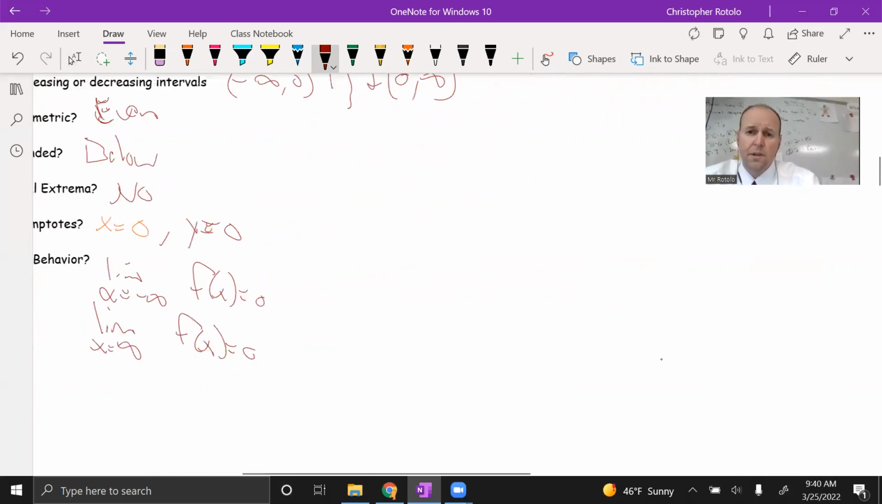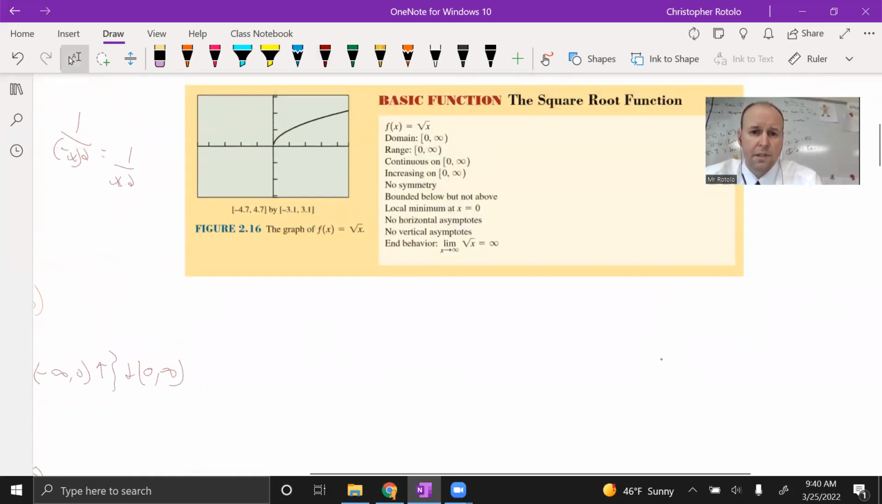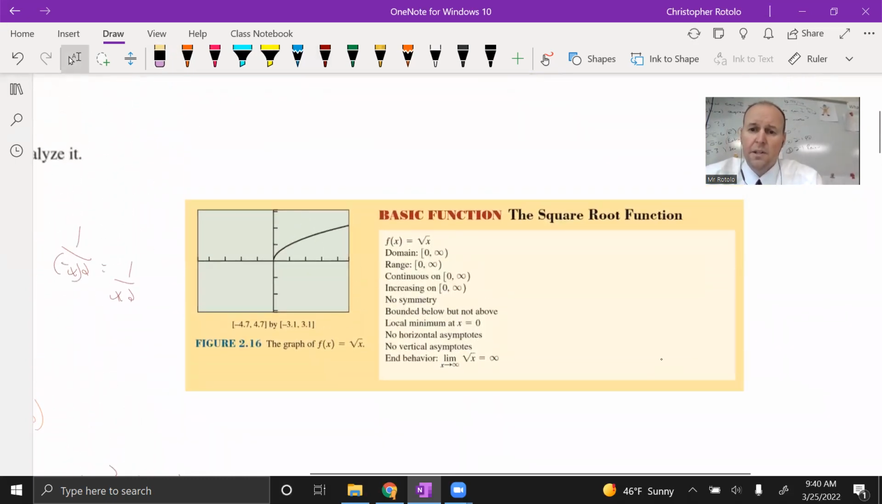All right, third one over here, I have filled out for us. Where is it? There it is, this little stinker. Square root function, here we go. So domain, we're starting off at 0, 0. That counts. That's where this one's a little bit different. We've seen that before. So notice I have a bracket on there. Same thing for the range.